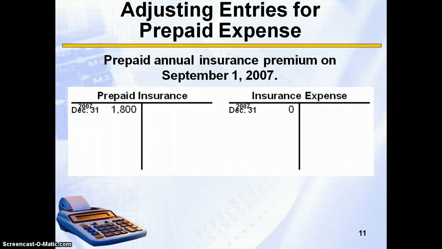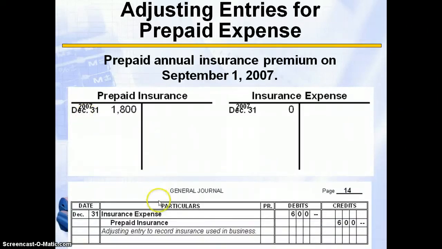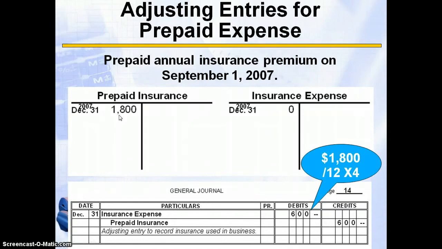Here's how you would do a journal entry, or a ledger entry, for prepaid expenses. We originally purchased insurance for $1,800 on September 1st, 2007. It is now December 31st, so 4 months have gone by. This is what it will look like when we record it in our general journal. Our insurance expense is going to increase by $600, and our prepaid insurance is going to be credited by $600. This is because we're going to take the full value, the $1,800 that we originally purchased, and divide it by 12 for each month.